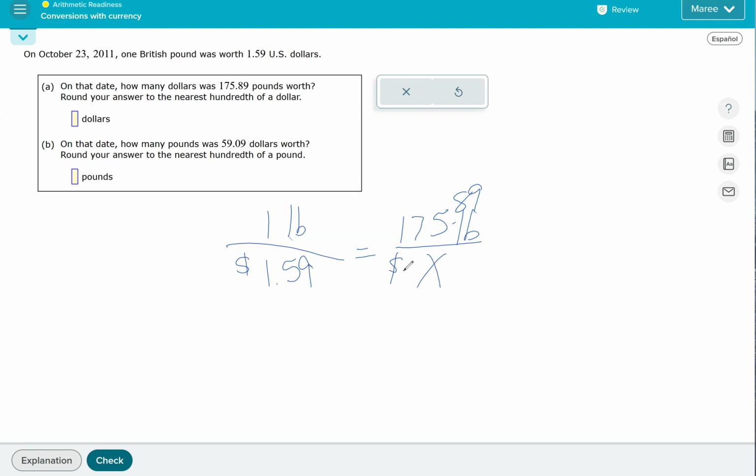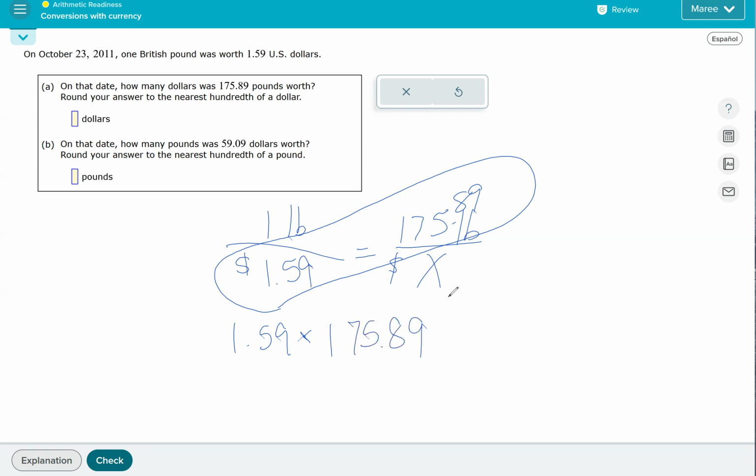So we can do what's called cross multiplication. That means if you look across the equal sign, we multiply those two numbers. So we have 1.59 times, I'll do an X, 175 and 89 hundredths. And it has to equal the other two multiplied together, so 1 pound times X. So in order to get our answer, we multiply those two numbers together. So we have $1.59 times 175 and 89 hundredths.